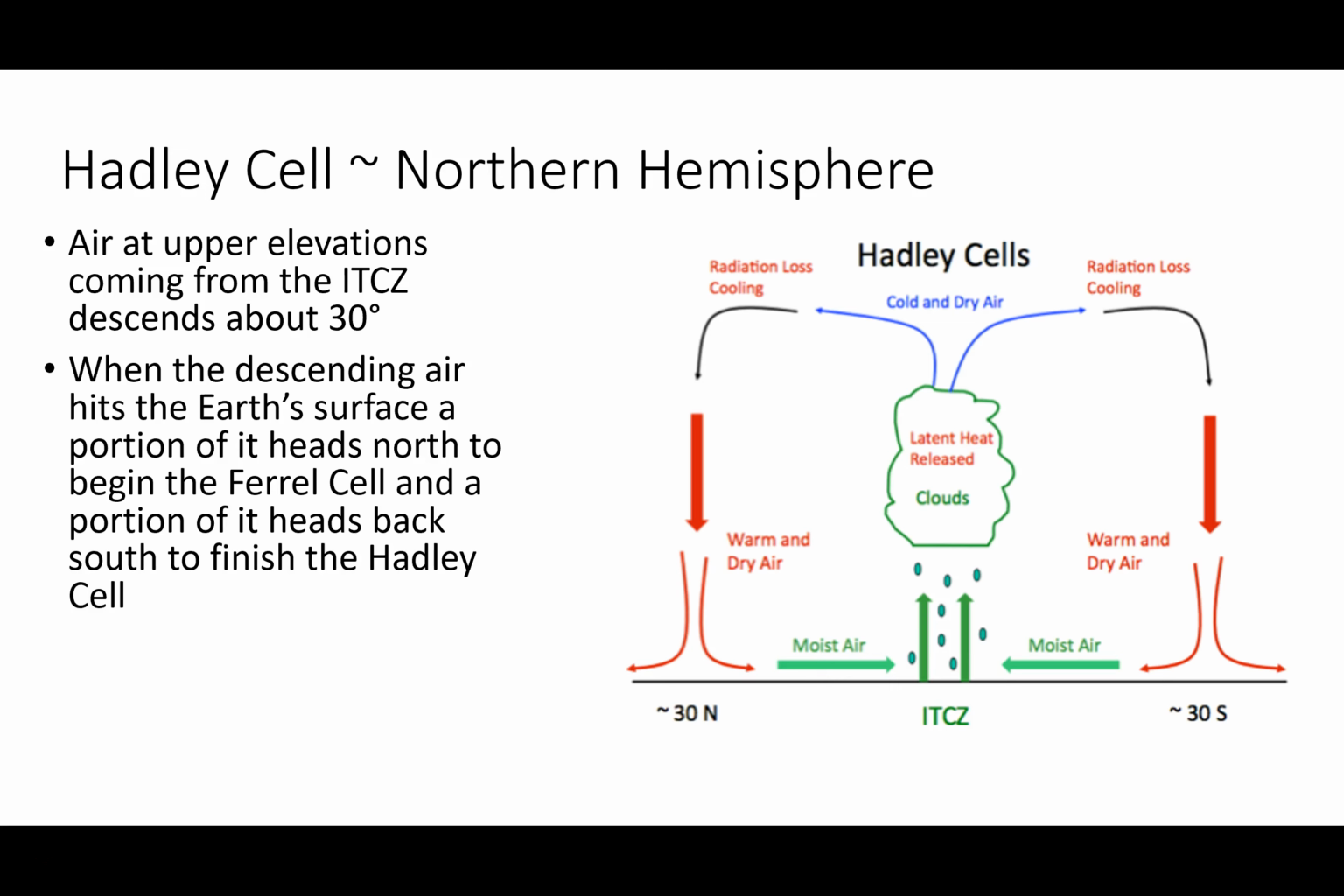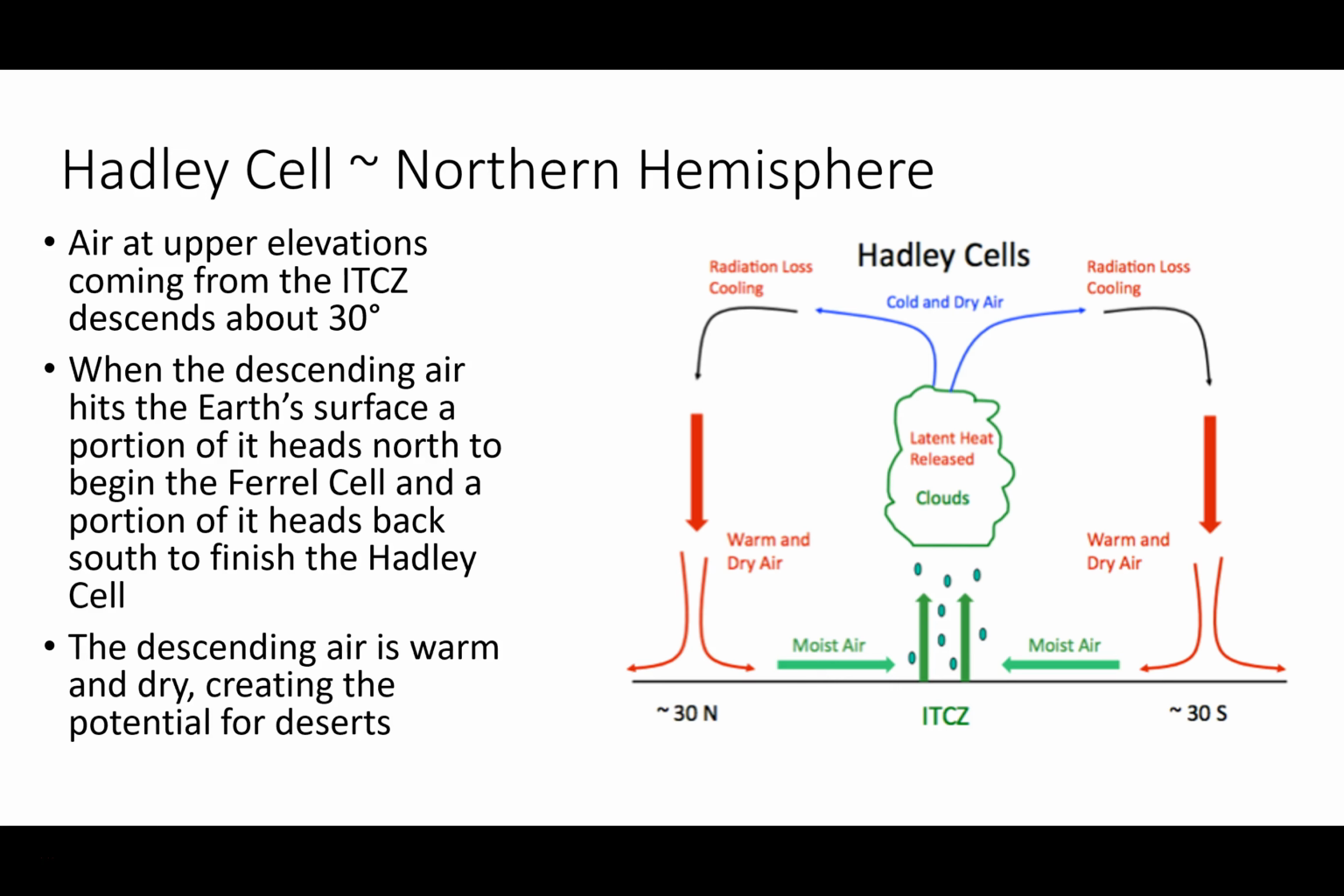So when we talk about cells, we have to finish our cells. So that descending air, when it hits the Earth's surface, some's going to go north and some's going to go south. And the stuff that goes south back towards the intertropical convergence zone finishes that Hadley cell there. The stuff that's going north is going to begin the other cell. That's going to begin our second cell, our Ferrel cell. So yeah, potential for deserts there. There are other reasons why we get our different climates, but this is one of them. And again, this is very large scale.